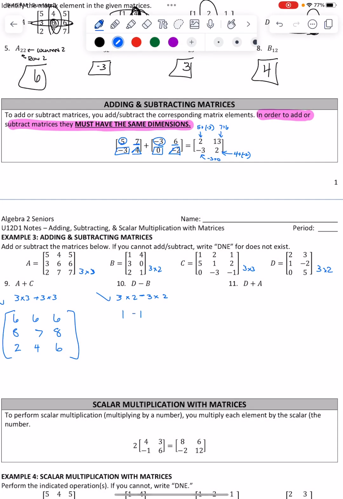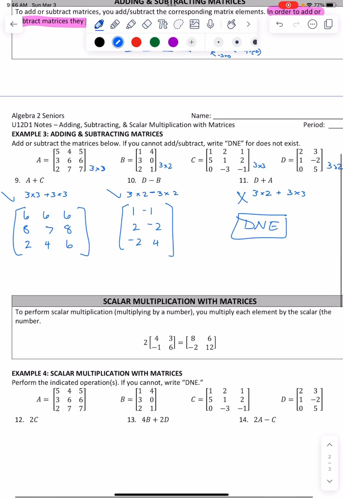So 1, negative 1, 2, negative 2, negative 2, 4 is what we had there. Okay? And then D plus A, so D was 3 by 2, plus A is 3 by 3. So those dimensions are not the same, so we can't add those. So it says if you cannot add or subtract, write D, N, E, does not exist, because we're not allowed to add those together.